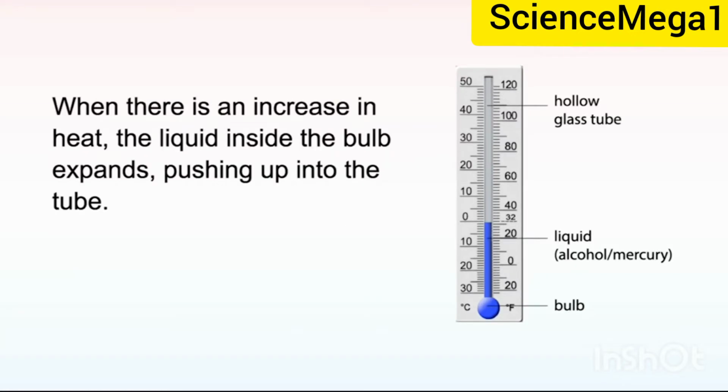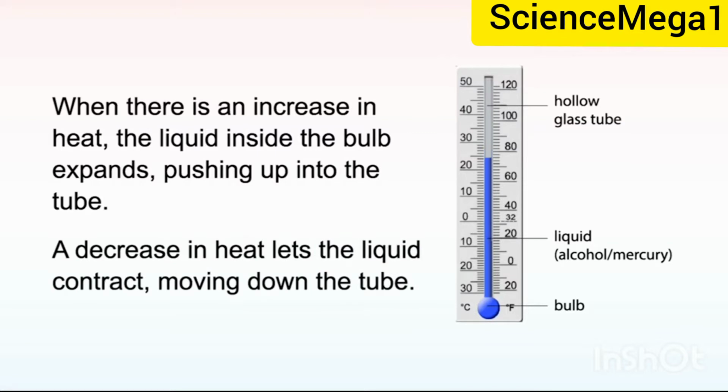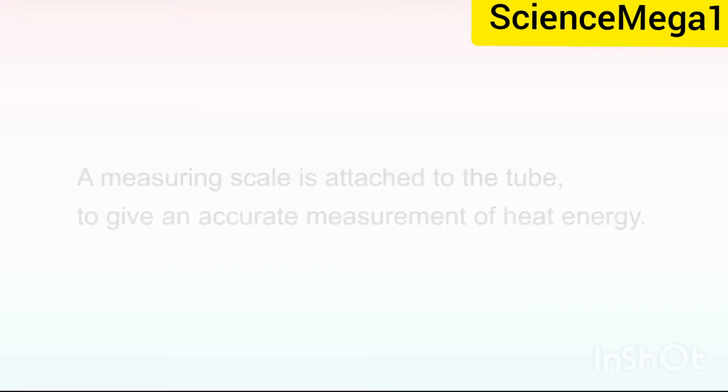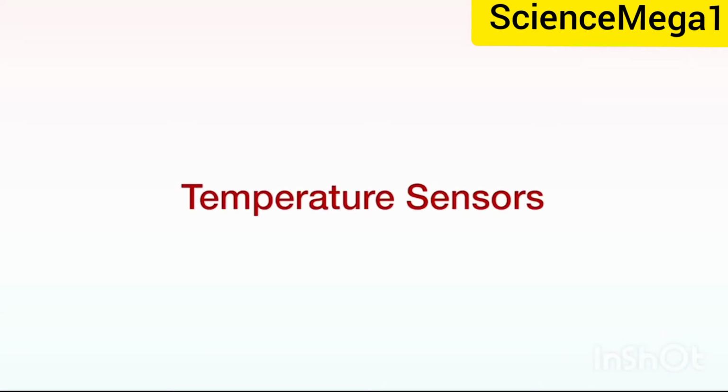When there is an increase in heat, the liquid inside the bulb expands, pushing up into the tube. A decrease in heat lets the liquid contract, moving down the tube. A measuring scale is attached to the tube to give an accurate measurement of heat energy. We continue with temperature sensors.